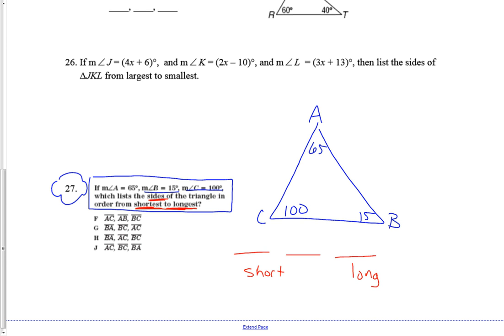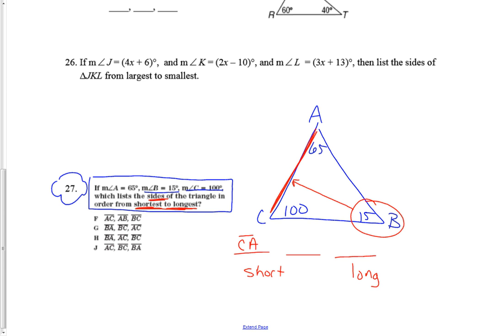So let's start with the short. The short side is across from the smallest angle. So here's my smallest angle. Across from that is this segment, and that is segment CA. Now, this is a multiple choice question, so the other way that this could be written is it could be called AC. So basically, I'm looking for either CA or AC. When I go to my answer choices, I can already eliminate answer choice H and answer choice G.